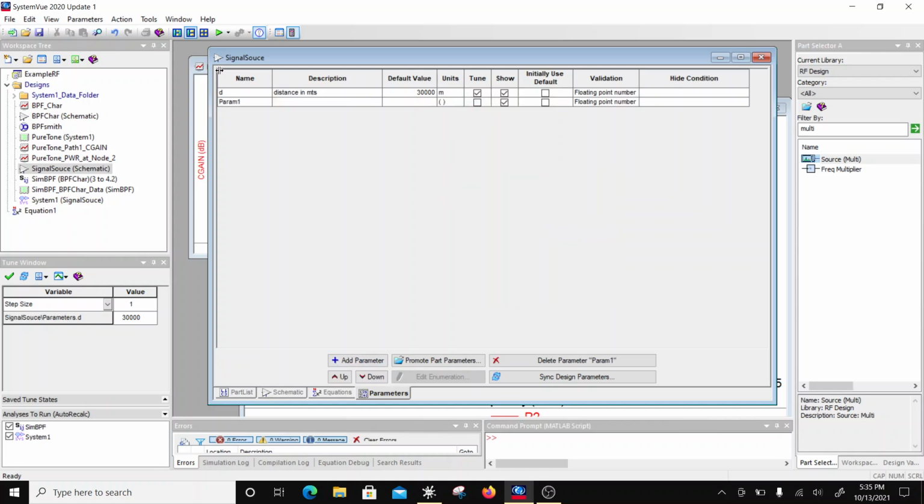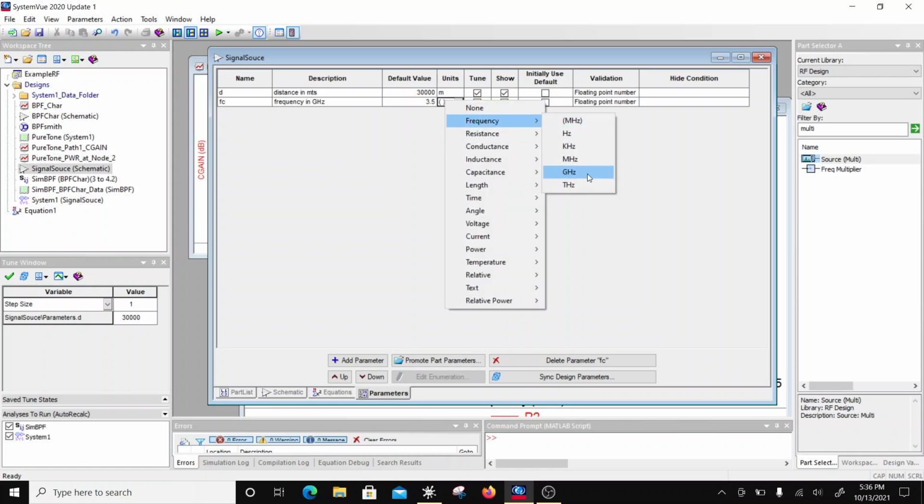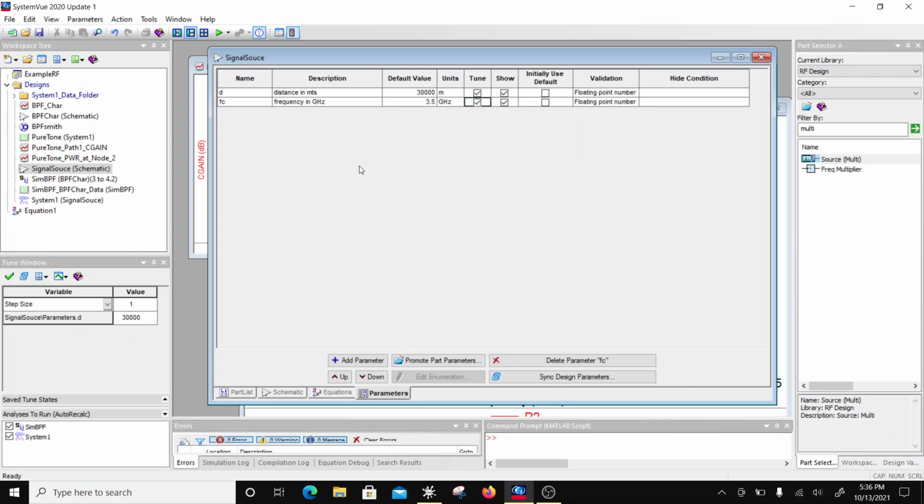Next I can add frequency to it, because path loss is frequency dependent, right? So I'm going to put here frequency fc, and here it is frequency in gigahertz. So right now I'm going to put 3.5 gigahertz, and that also is tunable.